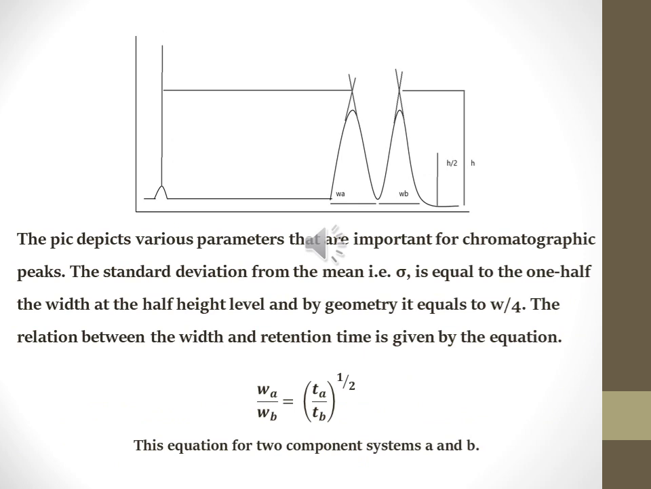This peak shows various parameters which are important for a chromatographic peak. The standard deviation from the mean, that is sigma, is equal to 1/2 of the width at the height level, and it is equal to W by 4. The relation between the width and retention time can be given by the equation WA by WB is equal to (TA by TB) power half. This equation is for 2-component systems A and B.